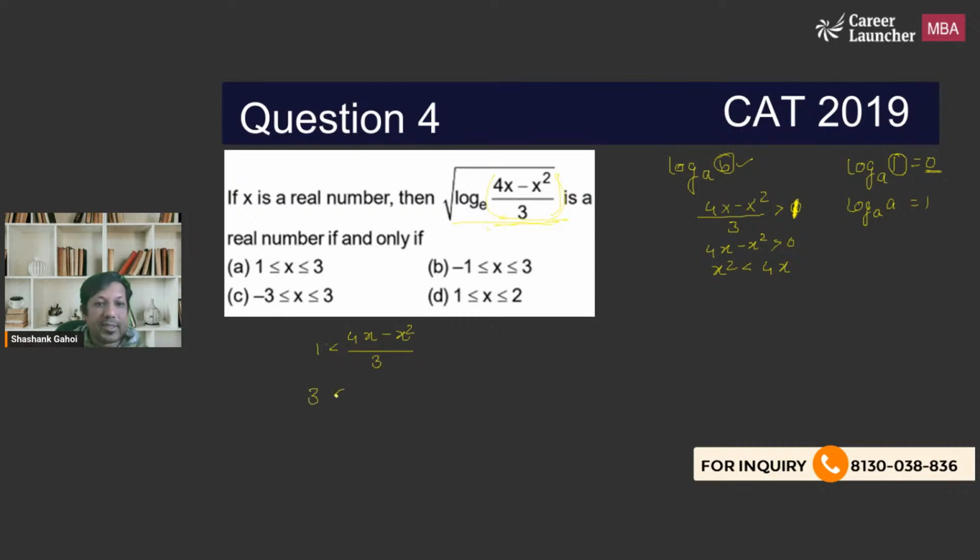So basically 3 is smaller than or equal to 4x minus x square. So from here I'm going to say that it can be greater than 1, or it can be greater than or equal to 1. So x square minus 4x plus 3 is going to be less than or equal to 0. So from here I'm going to get (x minus 1) into (x minus 3). Sorry, it shouldn't be greater, it should be smaller than 0. So x is going to lie between 1 and 3. So the answer of this question is going to be option A.